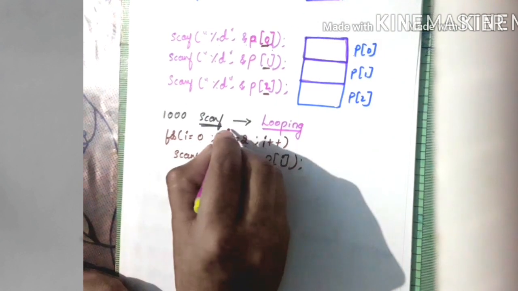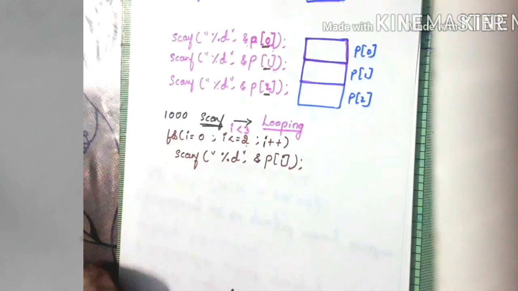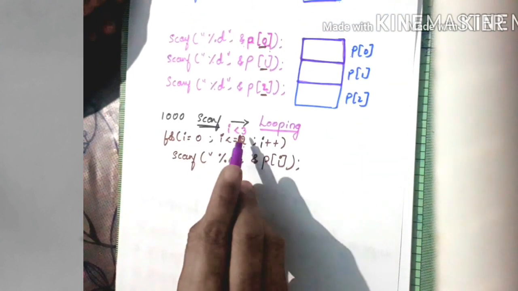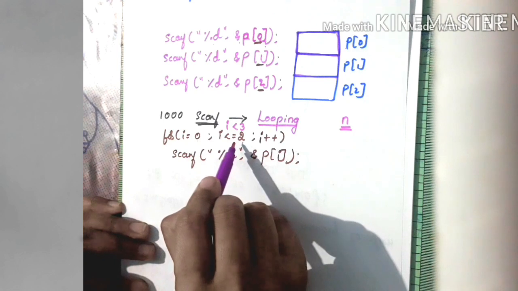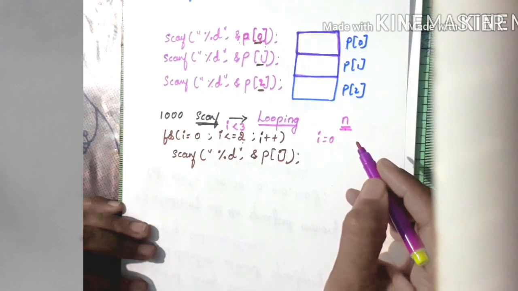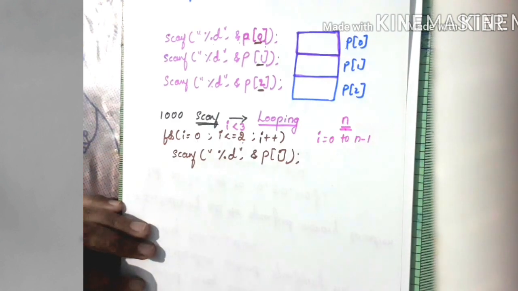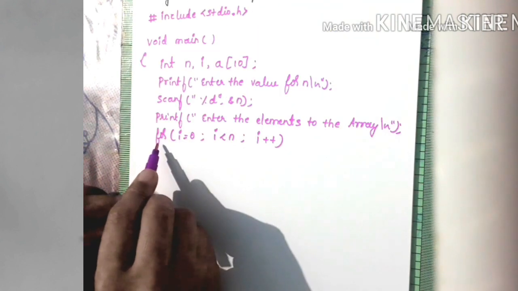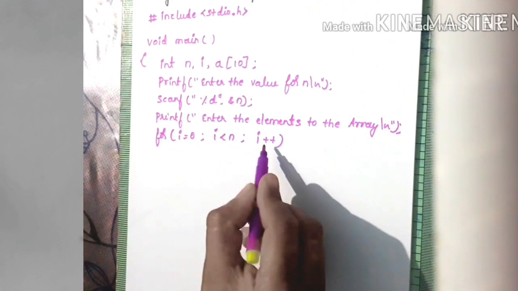Or we can also write it like this, i less than 3. That's also right. In our program, I'll use this concept. If I want to input 3 elements to the array, i is ranging from 0 to 2. And if I want to input n elements to the array, i is ranging from 0 to n minus 1. So I write the for loop like this: for i is equal to 0, i less than n, i plus plus.